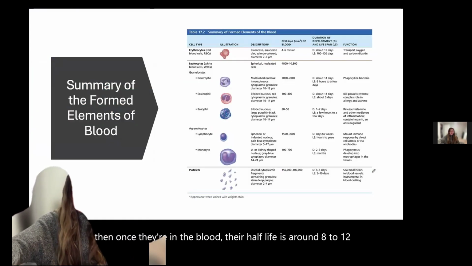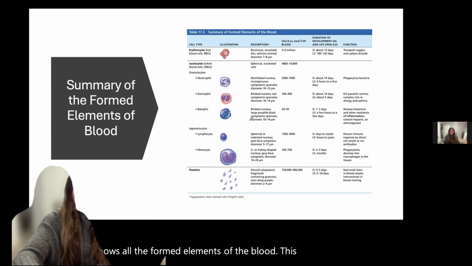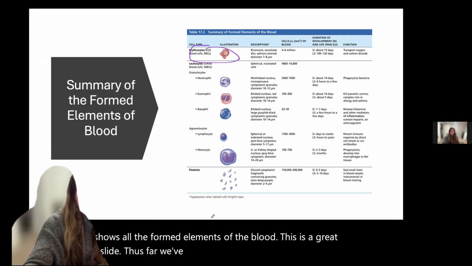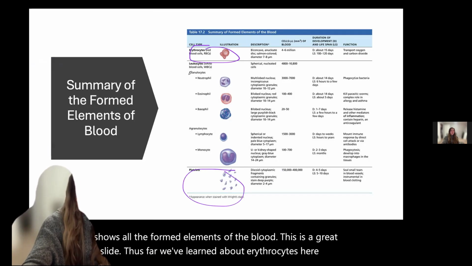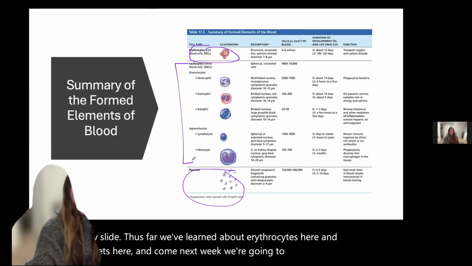This shows all the formed elements of the blood. This is a great study slide. Thus far, we've learned about erythrocytes here and platelets here. Come next week, we're going to learn about all of our different leukocytes as well.